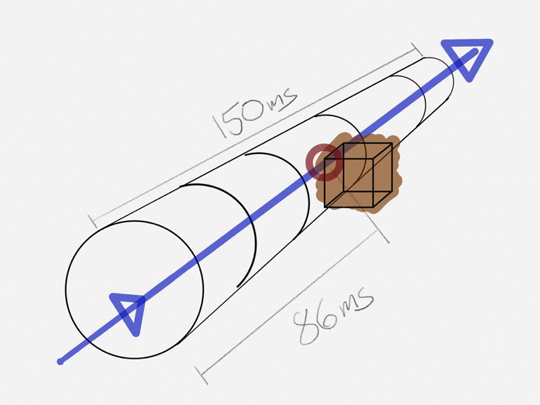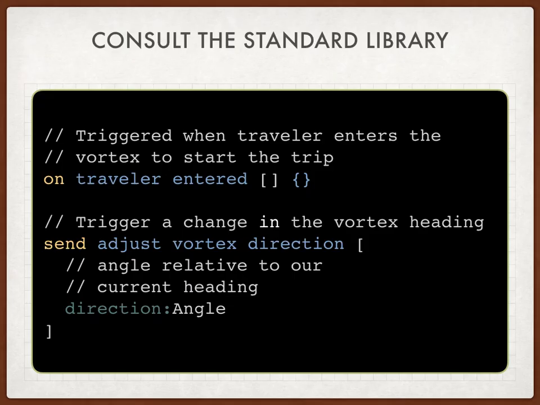So if our trip is 150 milliseconds, 86 milliseconds in, that's where we're going to encounter the satellite. So we know that in advance, then we can write some code to move around the satellite. If we look into the standard library, there's a few things that we can leverage here. There's an event that gets triggered called traveler entered. That's when the traveler, whatever's going to be going through time, enters the vortex. That starts the countdown. So 86 milliseconds after that is when we're going to run into the satellite if we don't do something else. Now, what is that something else?